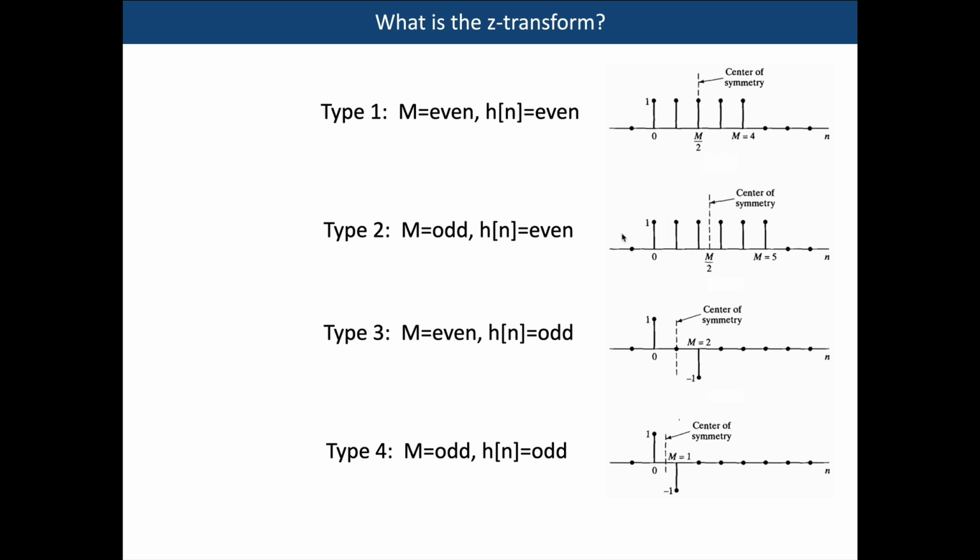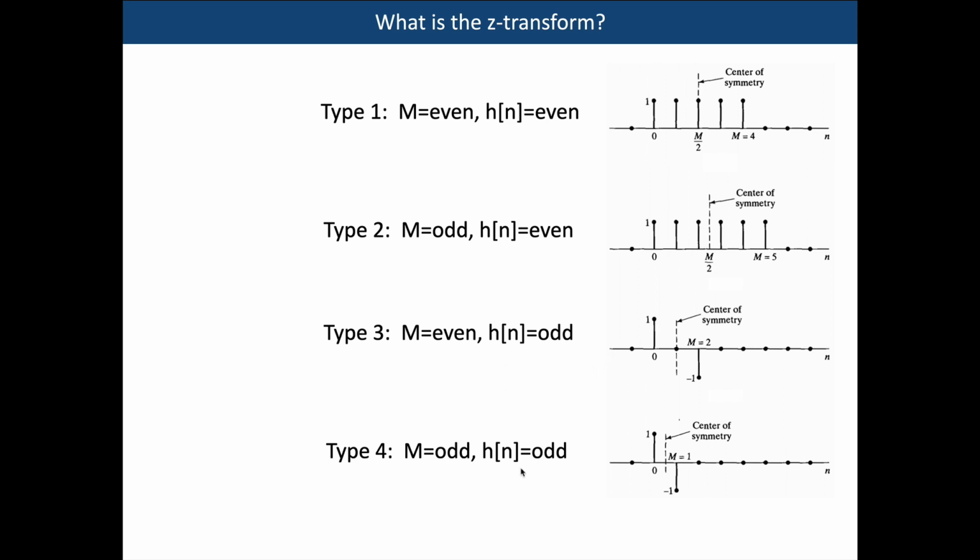For type 2, we have an odd order, so an even length. And the center of symmetry is not a point in the sequence, but we can still talk about even symmetry about that point. So the first coefficient and the last coefficient are equal. The second coefficient and the second to the last coefficient are equal, and so on.